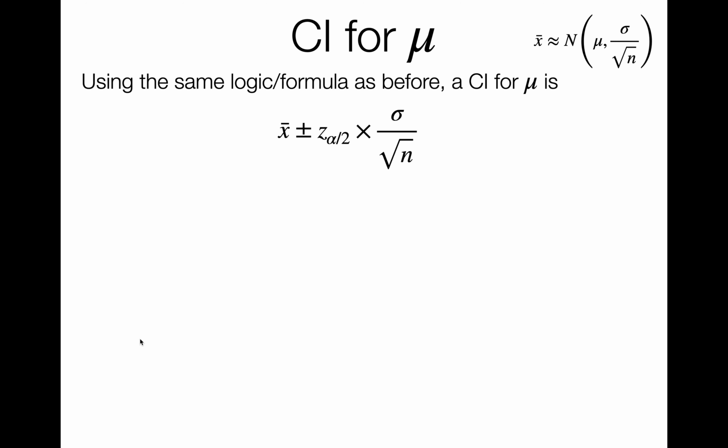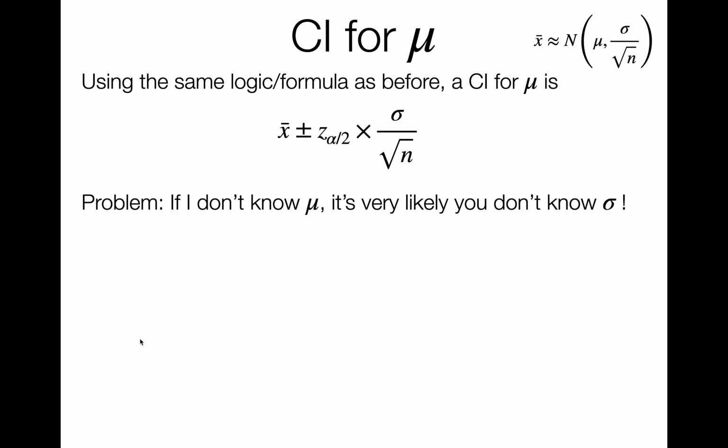So there's our formula. Not too bad. It's pretty similar to a confidence interval for P, with different symbols. But there's a problem, just like we had with a confidence interval for P. I didn't know P, and so I had to substitute in the sample proportion P hat. Well, of course, I don't know the population mean mu, because if I did, I wouldn't be making a confidence interval for it.